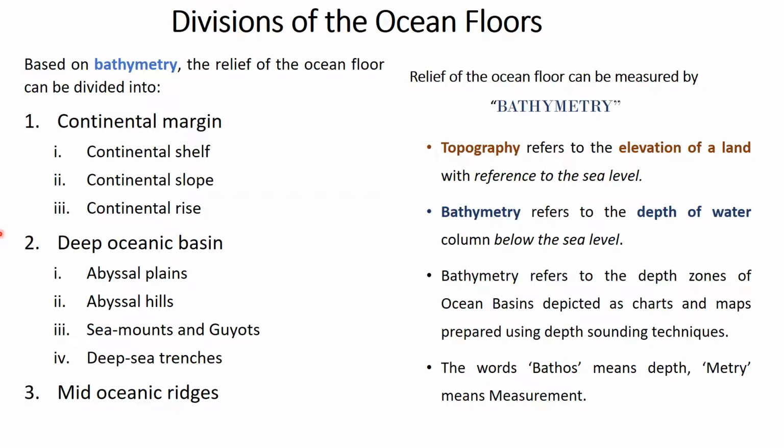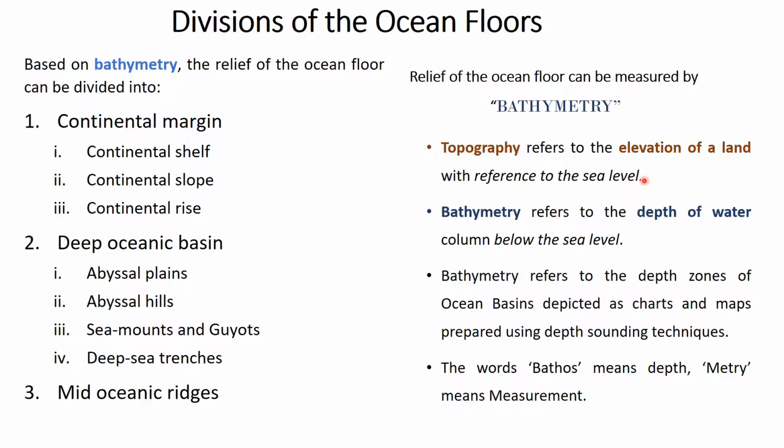Bathymetry means the relief of the ocean floor can be measured by bathymetry. When we talk about topography, topography refers to the elevation of a land with reference to the sea level. Remember that diagram which we have discussed in the second slide? So we have there the sea level, right? Anything which we measure above the sea level, we term it as elevation of the land.